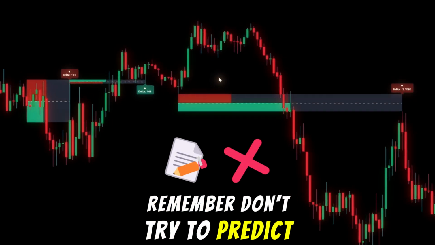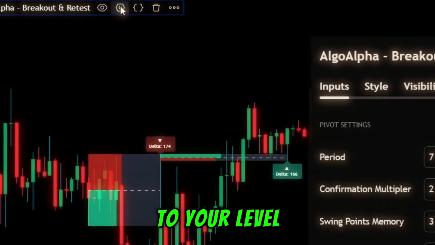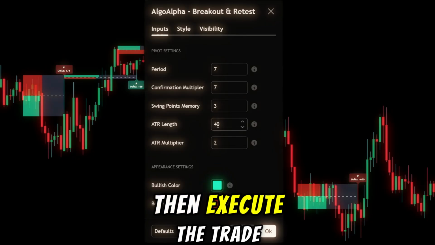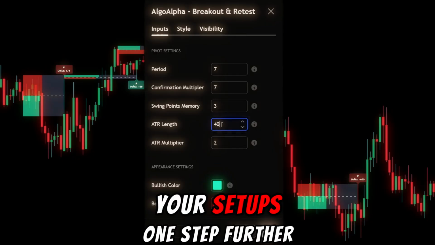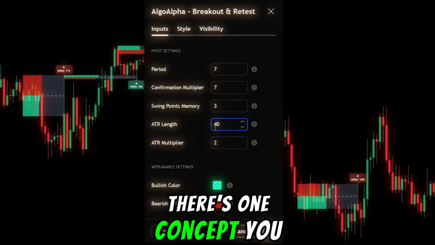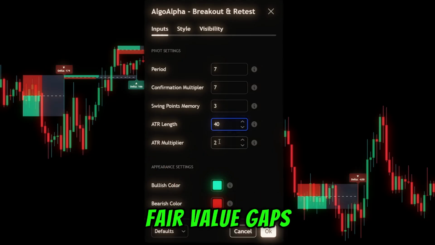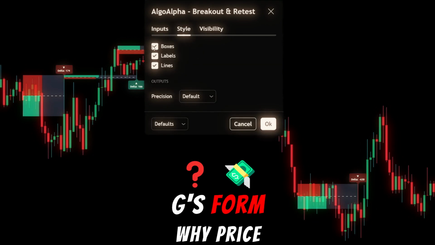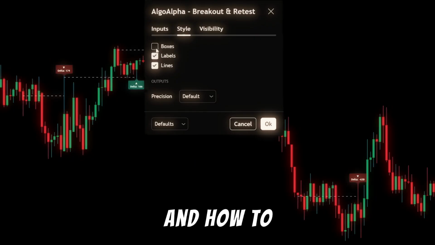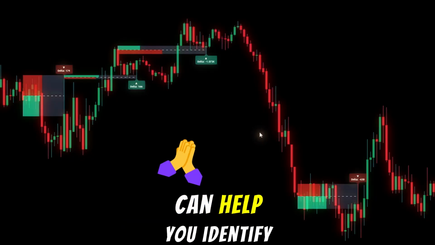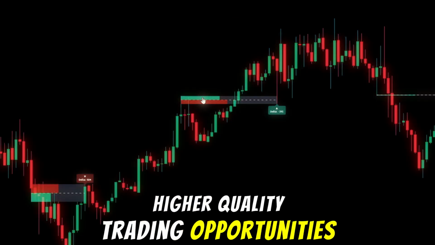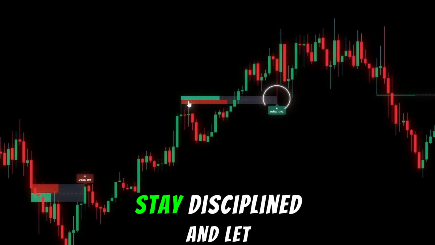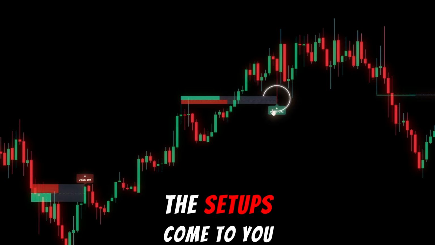Remember, don't try to predict the market. Let price come to your level, wait for confirmation, manage your risk, and only then execute the trade. And if you want to take your setups one step further, there's one concept you need to master next: fair value gaps, or FVGs. Understanding how FVGs form, why price often returns to them, and how to combine them with market structure can help you identify higher quality trading opportunities. Don't chase the market. Learn to read it, stay disciplined, and let the setups come to you.